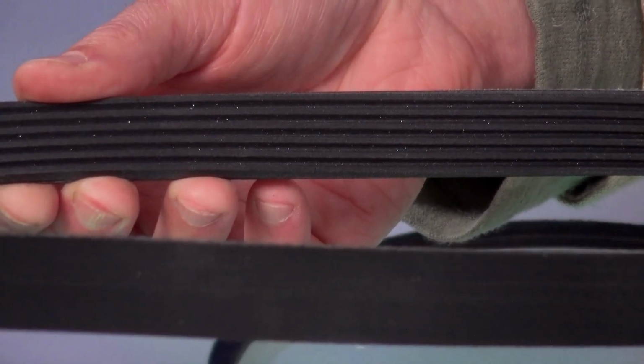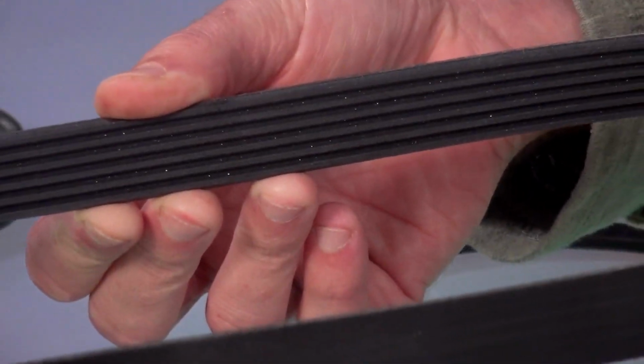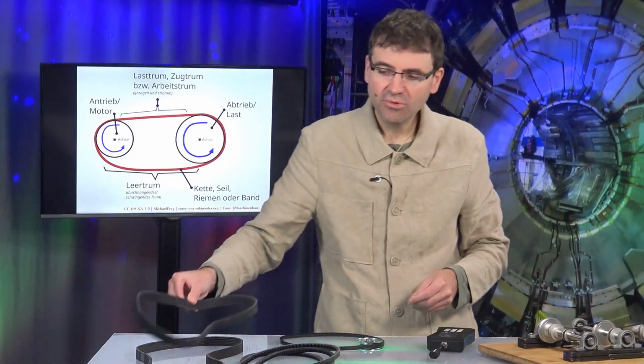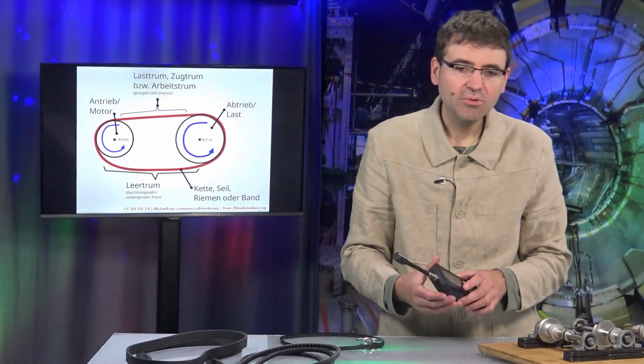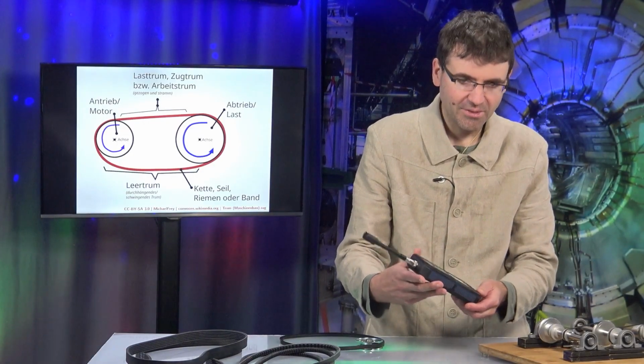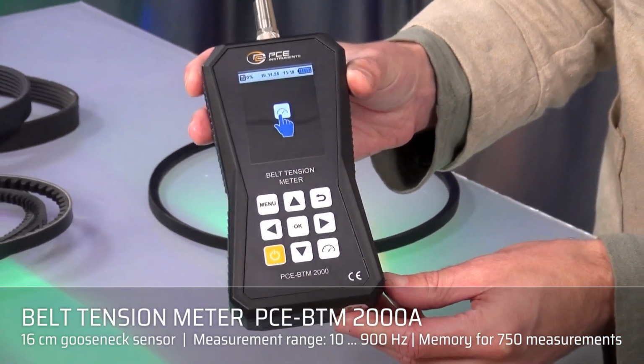Here we have 5 V-belts arranged adjacently, meaning 5 belts running in parallel next to one another. All of these options are available, and we can measure all of these possibilities using a modern belt tension meter. I have brought an example of such a device with me. This is the PCE-BTM 2000A.